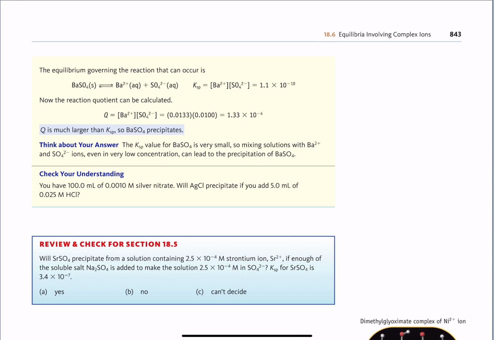I'm going to stop here and we will finish the chapter later.